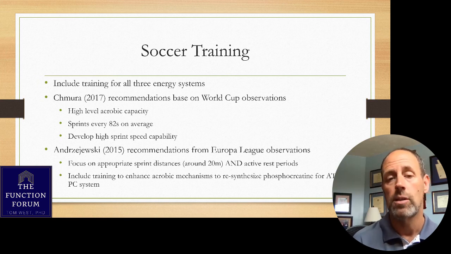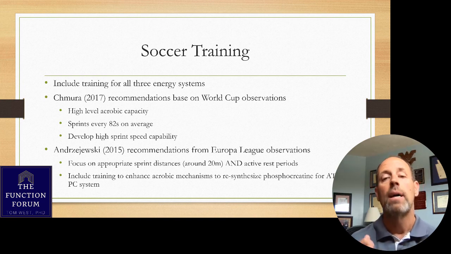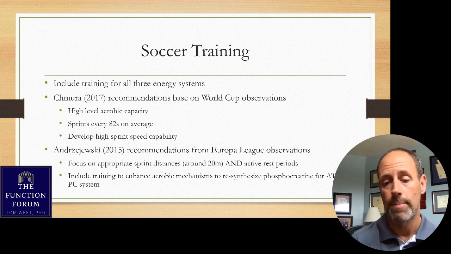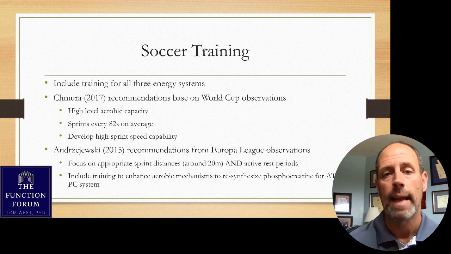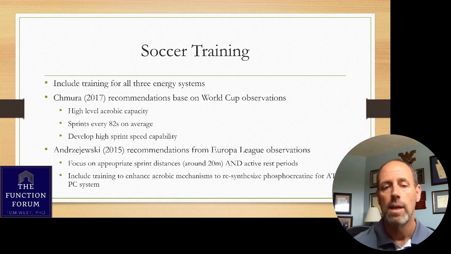Andrzejewski made some recommendations. They observed professional soccer players in the Europa League, and they found that, again, we really need to focus on developing sprint speed, but at appropriate distances, approximately 20 meters at most, and then also maybe mimic or attempt to mimic the active rest periods that soccer players take advantage of when they can kind of recover and be ready for that next sprint. That means that we need to do types of training that's going to enhance the regeneration of phosphocreatine to be used by the ATP-PC system, which again all makes sense, but again is something we need to consider as we develop these programs.